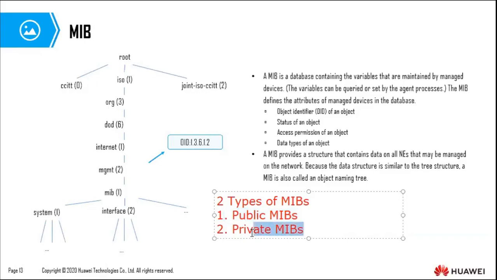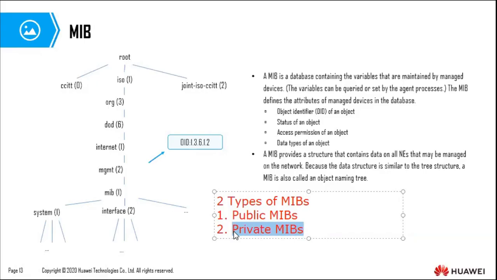Otherwise, if you create your own protocols, such as the Huawei Terminal Access Controller Access Control Server that we saw the other day, then you need to define its own MIB, or how to reach it, by using a private MIB.